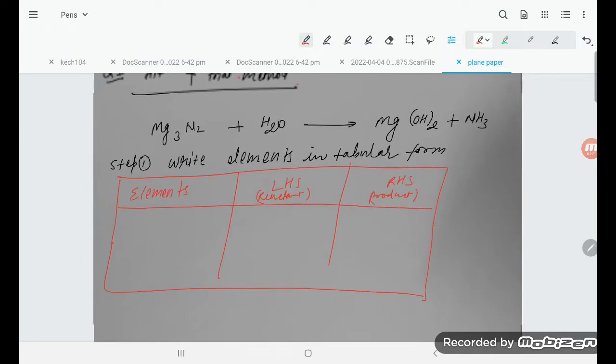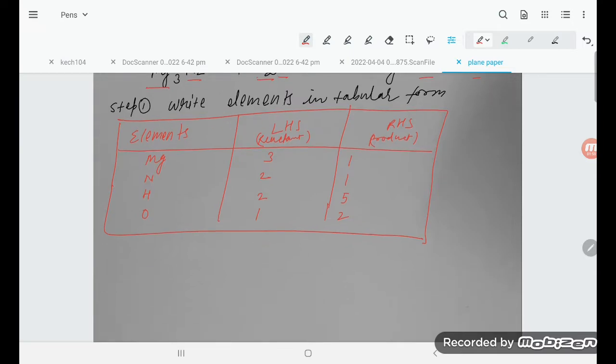Now see, Mg: how many are there? 3 here, and on this side 1. Nitrogen: here 2, and on this side 1. Hydrogen: here 2, and on this side 2 and 3, so 2 plus 3 is 5. Oxygen: here 1, and on this side 2. So these are the numbers of each element.